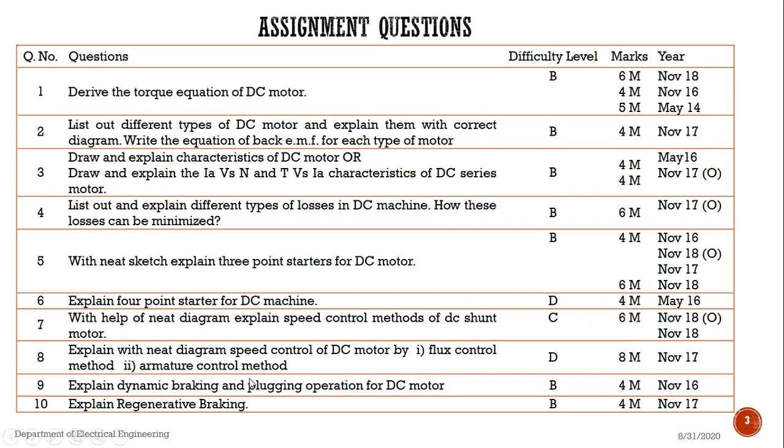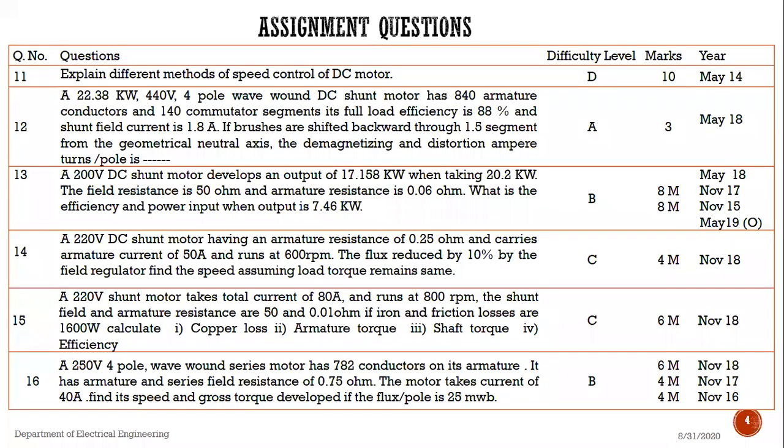According to me, these 8 to 10 questions listed are very important. Once we finish the unit, start to write the assignment on these questions. It will be much easier for you to revise and to remember. Then here is question 11, explain different methods of speed control of DC motor, but it was for the old syllabus where the question was asked for 10 marks. That numerical we will see later.